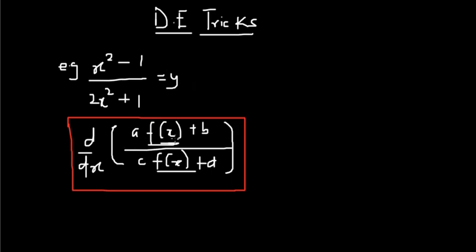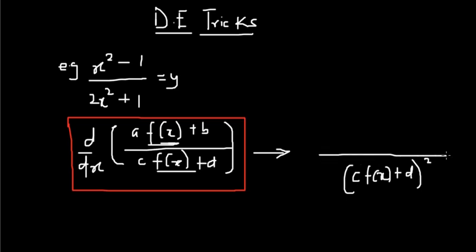So we have a f of x plus b divided by c f of x plus d. This is how the formula looks like, and this is how you find the solution to the problem. Once you identify that the problem is in the form of a quotient in this format, this is how you have to solve it. First you maintain your denominator, which is c f of x plus d, all squared, and then your numerator will be just the determinant.